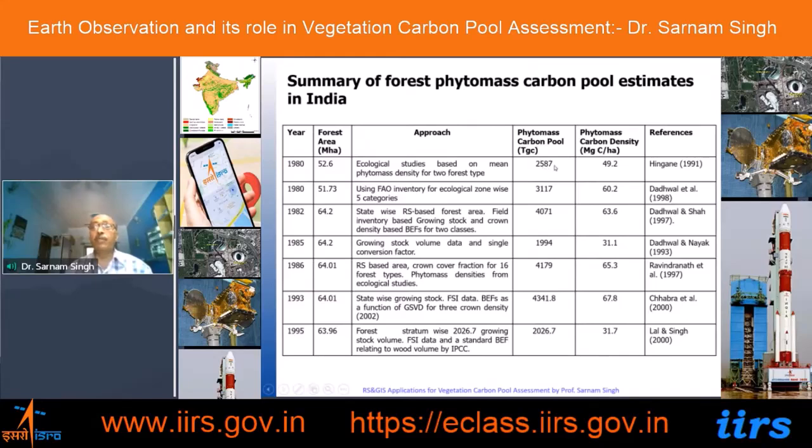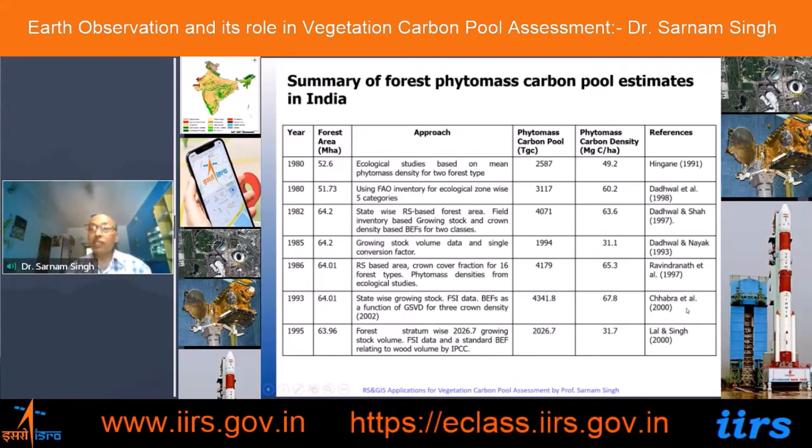2,587, this is Hingane. Then Dadwal et al, this team, assessed 3,107. And then Dadwal and Shah again increased the number. Within 2 years, they revised the number. In 94, again you see, they bring down this number in 85. And another study, Ravindranath from ISCC, Bangalore, in 86, assessed this much carbon pool in the country.